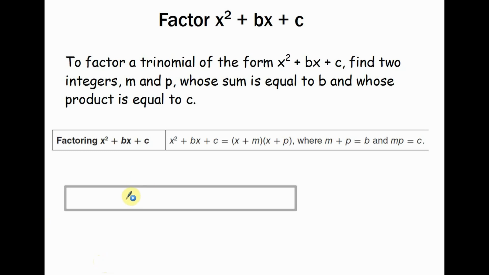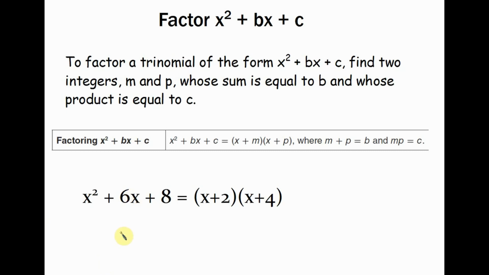So for example, if you have x squared plus 6x plus 8, you're trying to find the two numbers whose sum is 6 and whose product is 8. In this case, if you had 2 and 4, such that 2 is your m and 4 is your p, when you add 2 plus 4, you will get 6, that's your b value. And when you multiply 2 times 4, you'll get your c value, which is 8.